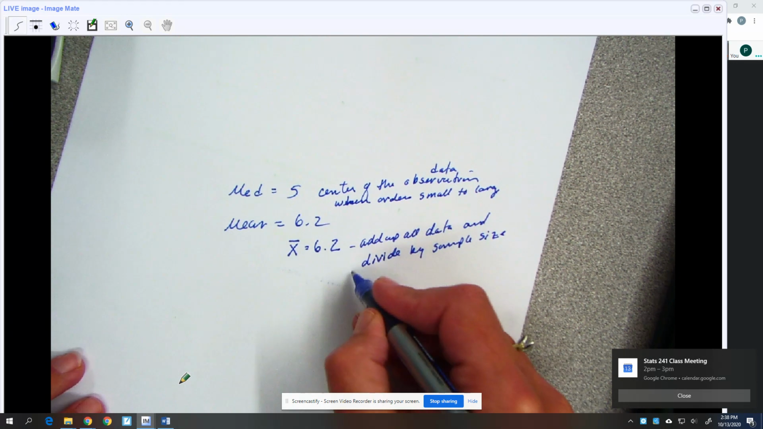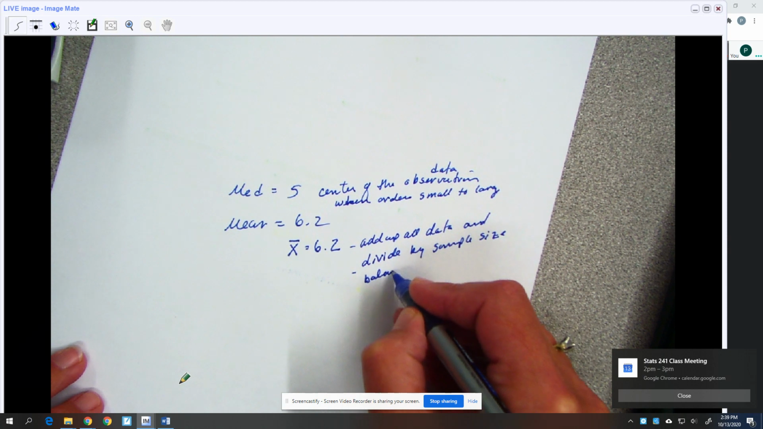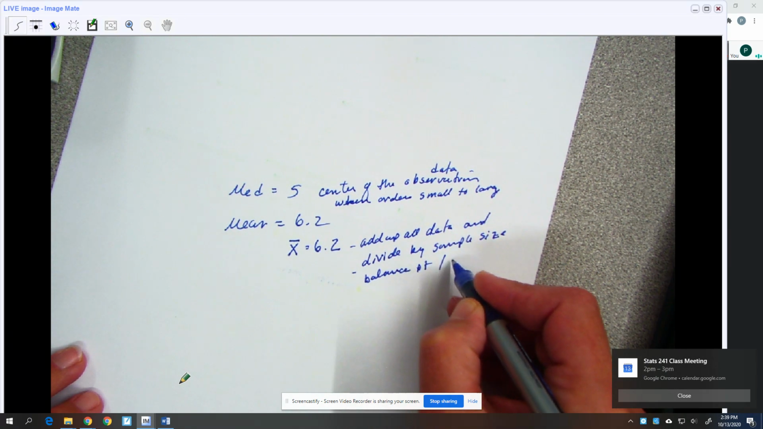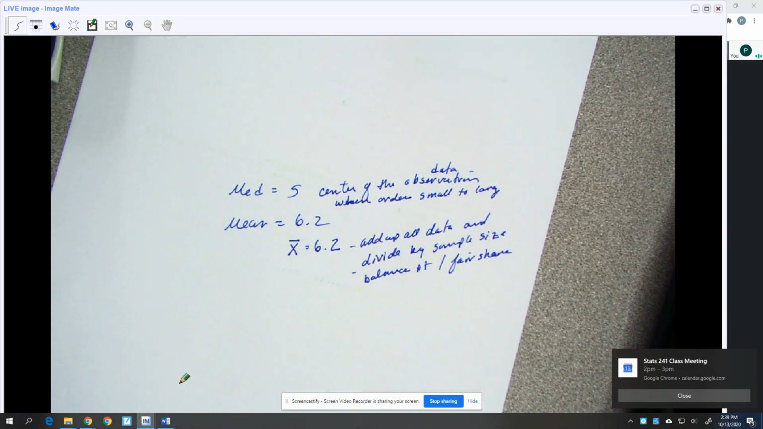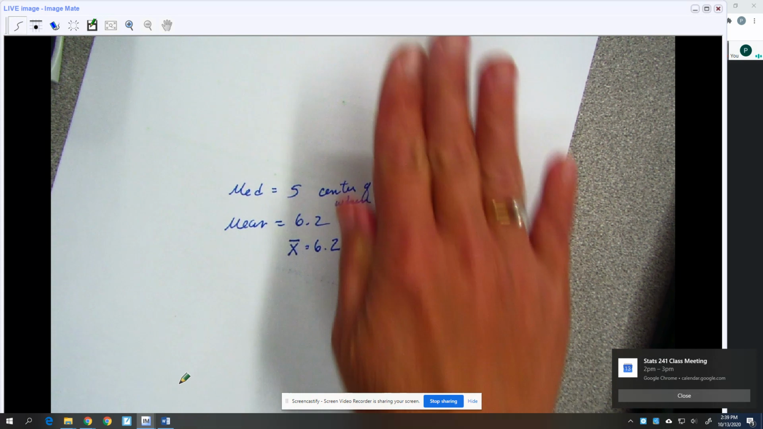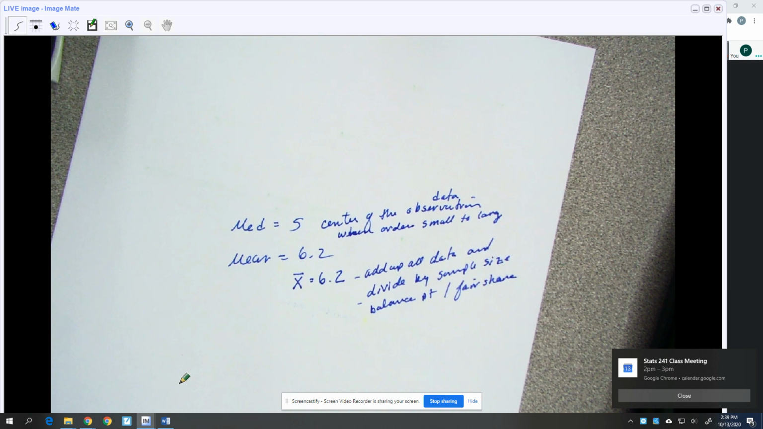You could also say it is the balance point. You could have said it is the fair share. So there's lots of things you can add. You don't have to add everything, but you have to tell me something. Just reporting 2 numbers is not going to be good enough. Okay, you'll get something because that would be correct, but notice what it says on here.